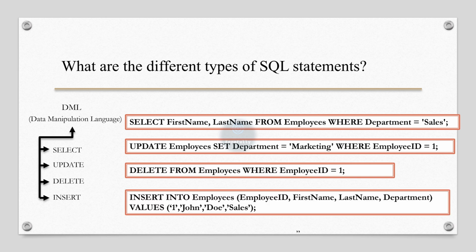The basic syntax is INSERT INTO table name, column list, then VALUES, the particular values which you want to insert into that table. In the given example, if you have a table named employee with the columns employee ID, first name, last name, and department, you can insert a new record like this. Like I want to insert the values 1, John, 2, sales.